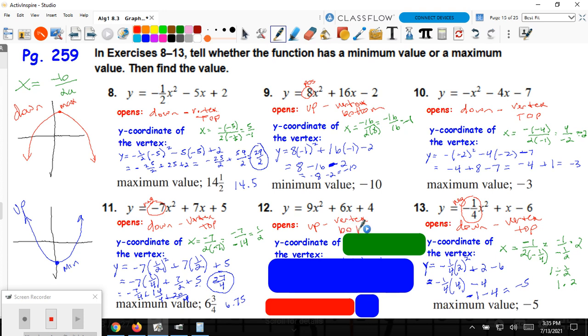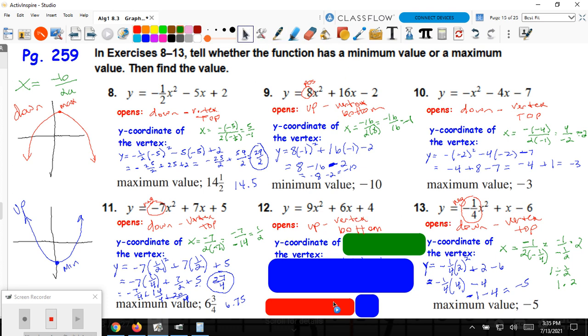It sometimes just goes against what we think. When we think up, we think top. When we think up, we think way up high. But actually, the vertex is down at the bottom when it's opening up. The arrows are pointing up, opening up, but the vertex is actually at the bottom of it.